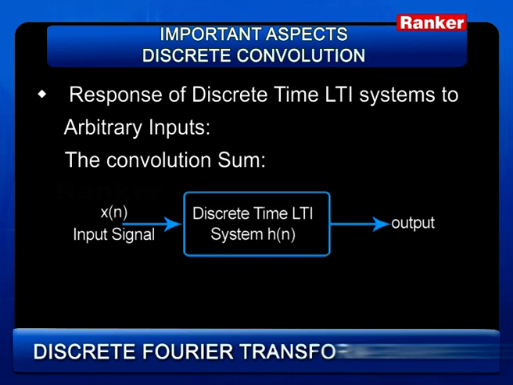Then let us see the other point. The response of a discrete time LTI system to arbitrary inputs is called the convolution sum. So take an x of n input signal and y of n as the output. You will be passing it through a discrete time LTI system h of n, and if the impulse delta of n is given as input, then the output response is called h of n, that is the impulse response.